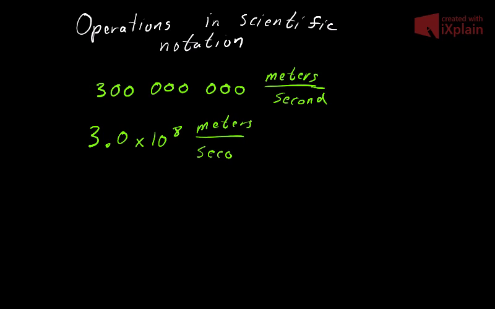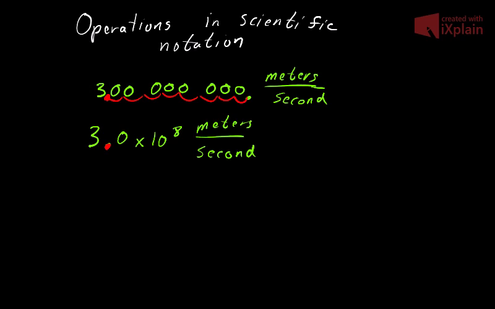And how I got this is I just moved my decimal, so I only had one number to the left of it. So my decimal started here, and I moved it 1, 2, 3, 4, 5, 6, 7, 8 times over to here. So that gives me 3.0. Then I multiplied it by 10 to the power of 8. And the 8 comes from how far over I moved that decimal. Because I moved it over 8 spaces, it's 3.0 times 10 to the 8.